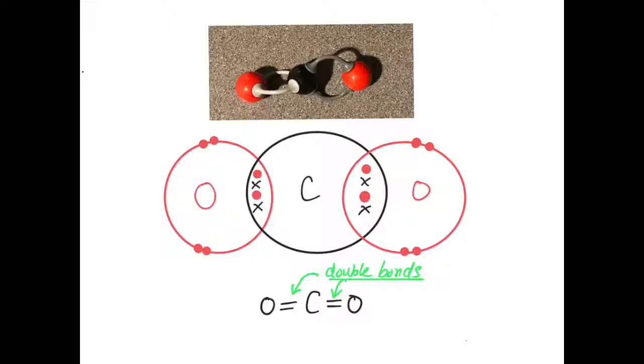So carbon has shared 2 pairs with each oxygen. If we look at the carbon bonded to the right-hand oxygen, there is 1 pair of electrons there and another pair of electrons there. So there are 2 pairs, so it's a double bond. And the double bond is represented by what looks like an equal sign. It's actually just 2 single bonds, one on top of the other.